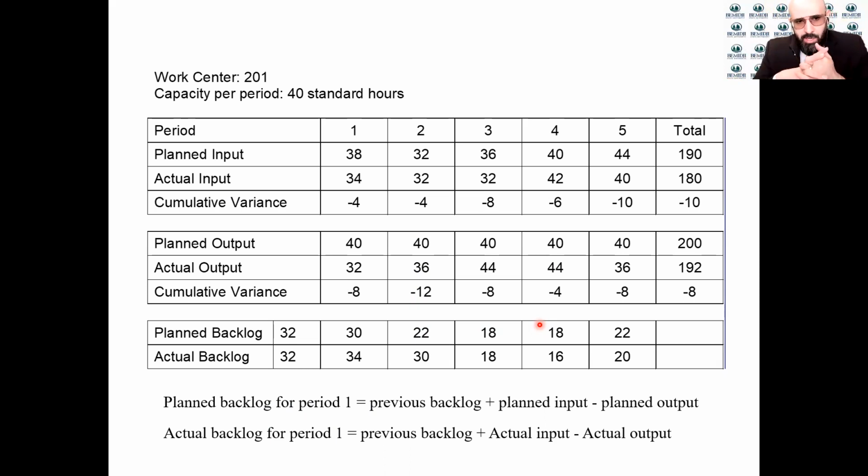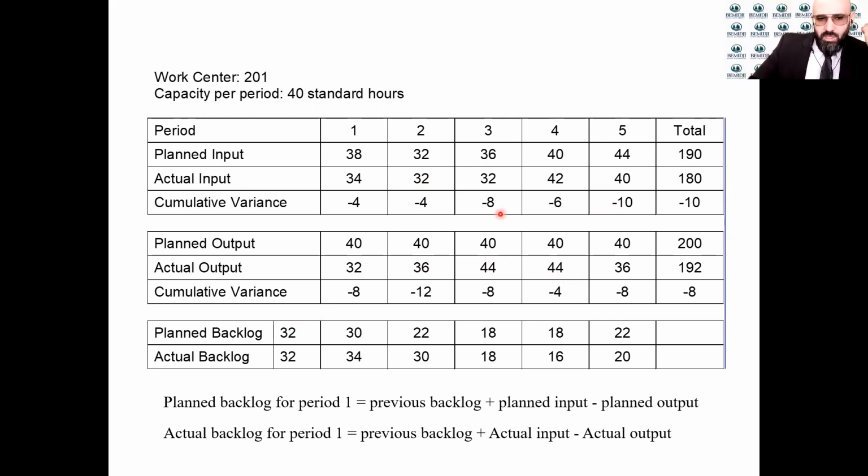So let's say that we have periods 1, 2, 3, 4, 5, and they have the planned input. We planned to have 38 as an input, 32, 36, 40, 44. However, we also planned as an output 40, 40, 40, 40, and 40 in each period, a total of 200. Now, the actual input, for some reason, due to some circumstances, turned out to be 34, 32, 32, 42, and 40. The actual output would be 32, 36, 44, 44, and 36.